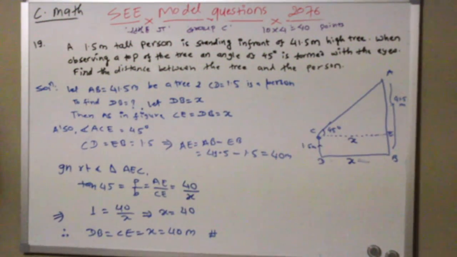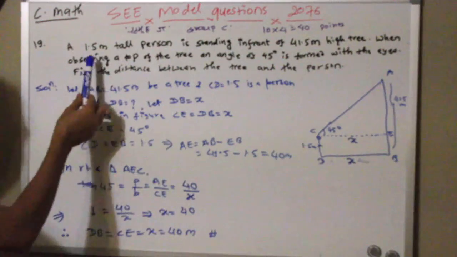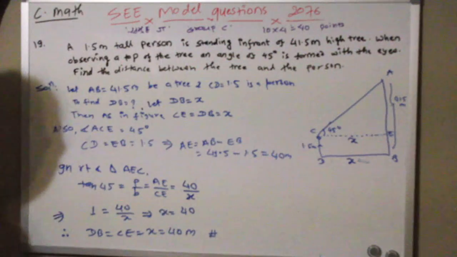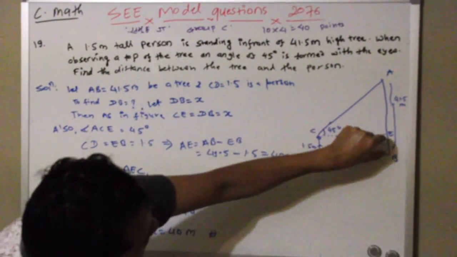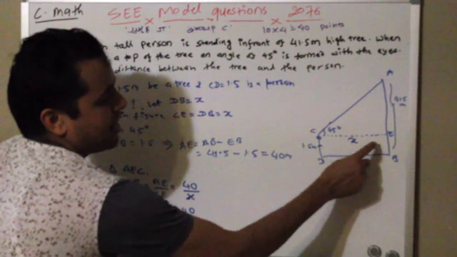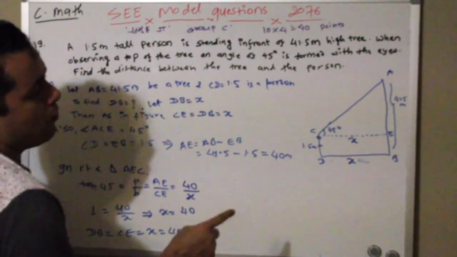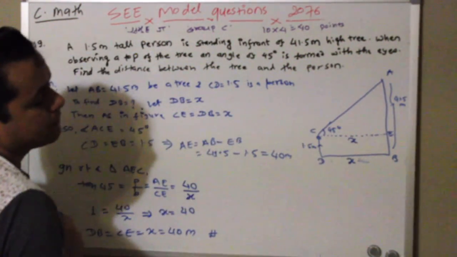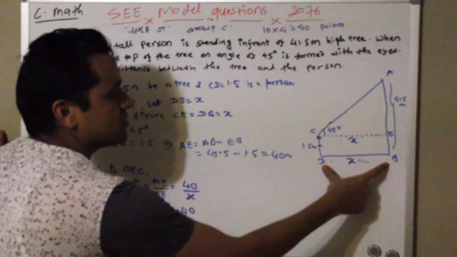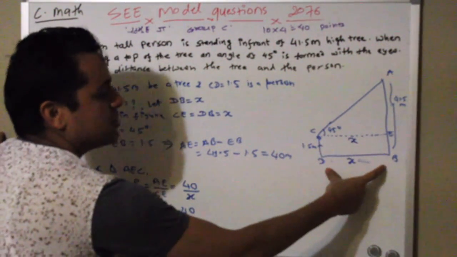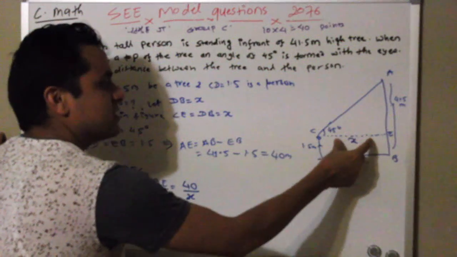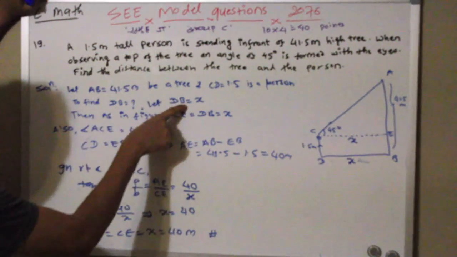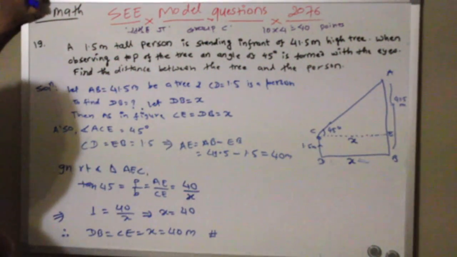Okay, let me explain shortly. We have been given a person of 1.5 meter and a tree of 41.5 meter. If this is 1.5, this is also 1.5, opposite sides of a rectangle. Given by the question, this angle of elevation is 45. Then we have to find this distance. I assume this distance to be x. If this is x, this is also x. So that's how I wrote it.